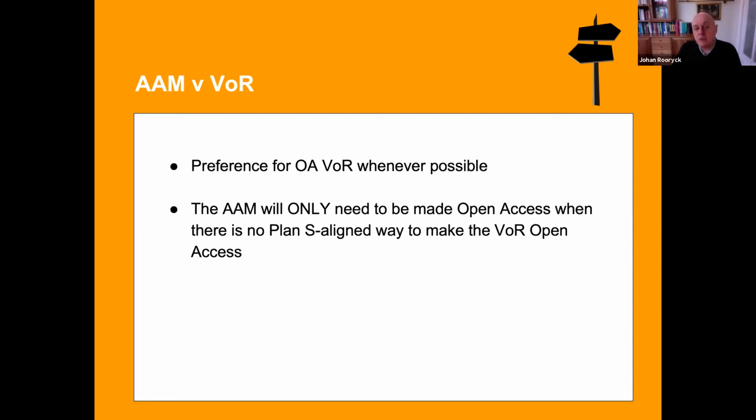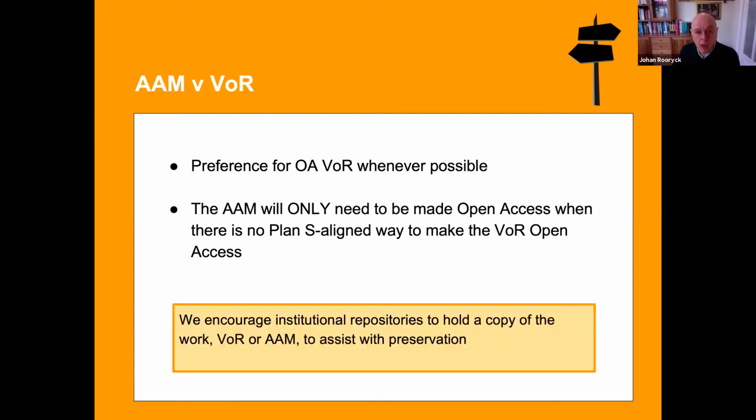If they refuse to do that and the journal remains either hybrid or a subscription journal, then we will exercise the rights to take the AAM and deposit it in a repository without embargo and with a CC BY license. And of course, we encourage institutional repositories to hold a copy of either the AAM or the VOR, and that is also one of the reasons that we're talking to you, so that you know exactly where you can intervene in the process, so to speak.